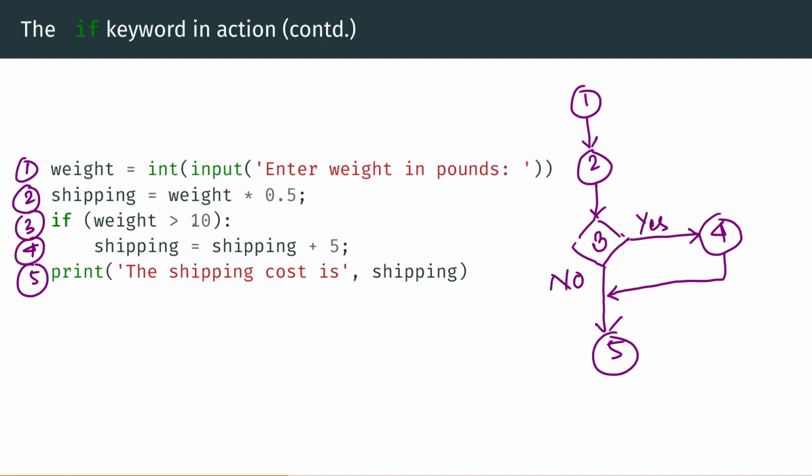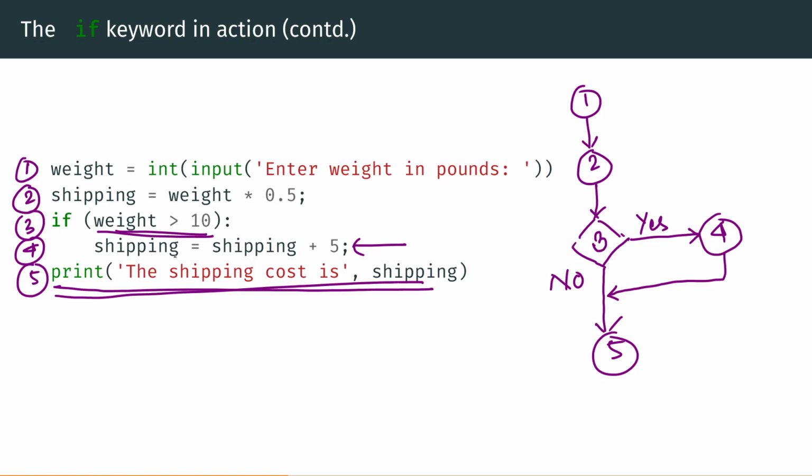Okay, so if the weight is less than 10, you execute statement 1, 2, you check statement 3, right? And if statement 3 evaluates to false, you go to statement 5 directly. So statement 5 would be executed no matter what. Okay, but this statement right here, statement 4, would be executed only if the weight is greater than 10. So this is how we add an extra surcharge to the shipping cost if it's greater than 10.